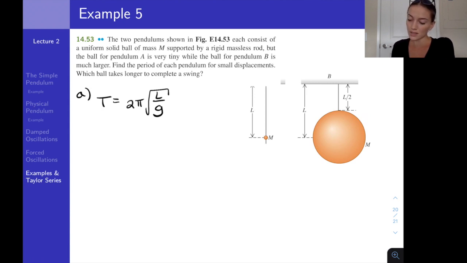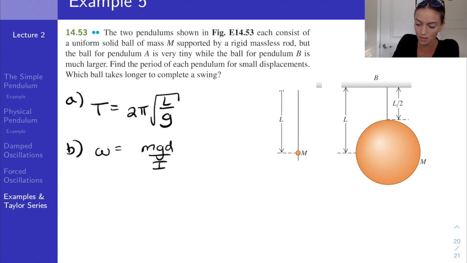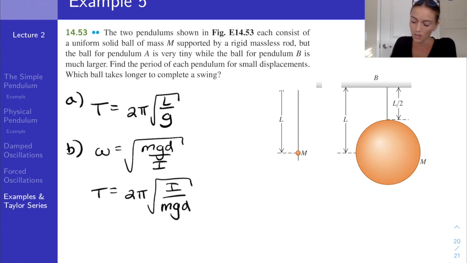So now let's look at this larger one. So for pendulum B, remember that the angular frequency for a physical pendulum is the square root of mgd over the moment of inertia, which means that the period here will be 2 pi times the square root of I over mgd. So we need to figure out I first.